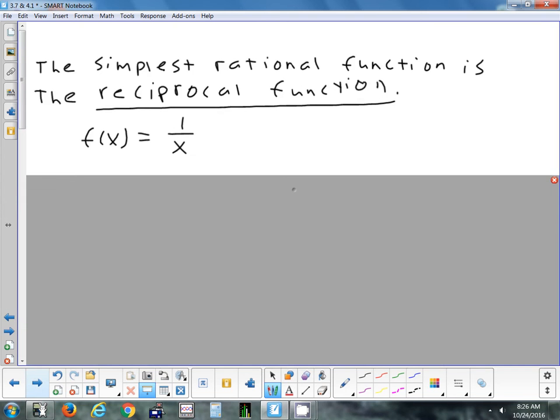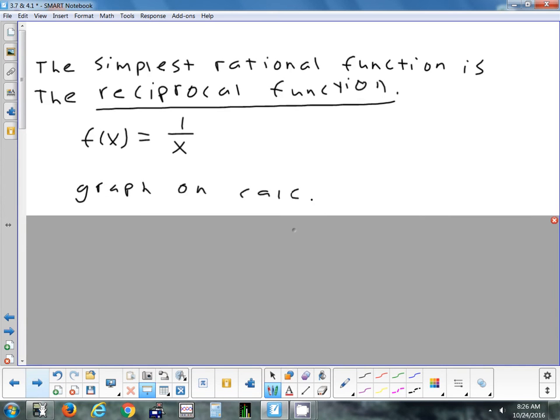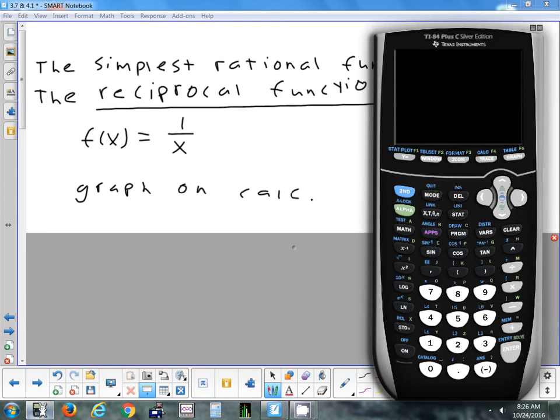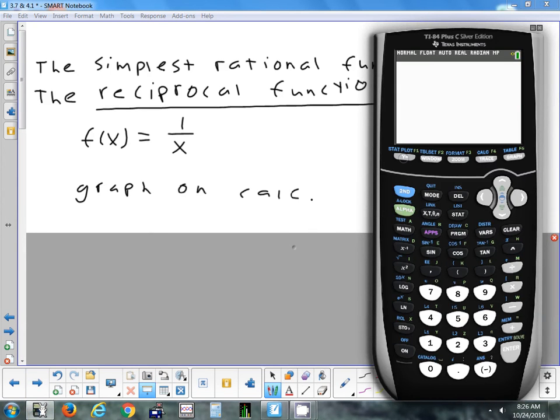All right, so the simplest kind of function you can have is called the reciprocal function. It's just 1 over x. Okay, 1 is a polynomial, x is a polynomial. And that's the simplest one you can have. So let's take a look at it. Let's graph it. And there's a few interesting things about it we'll take a look at.